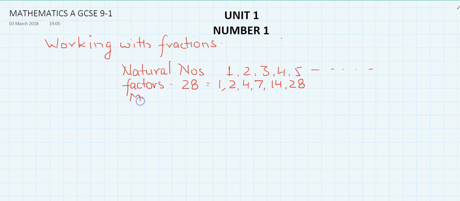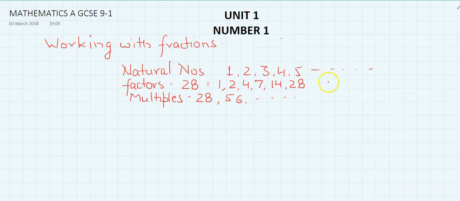You should also know about the multiples. Multiples are bigger than or equal to the numbers. For example, 28. So the first multiple of 28 is 28. We multiply 28 by 2, then 3, 4, 5.